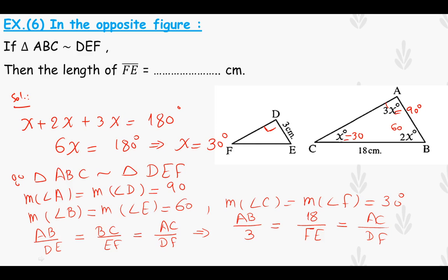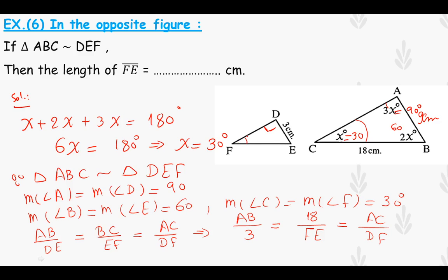In this triangle, you can see that measure of angle C equals 30 and measure of angle A equals 90 and the length of BC equals 18. And we all know that the length of the side opposite to the angle of measure 30 equals half the length of the hypotenuse. So AB here will equal half the hypotenuse, which is 9 centimeters.